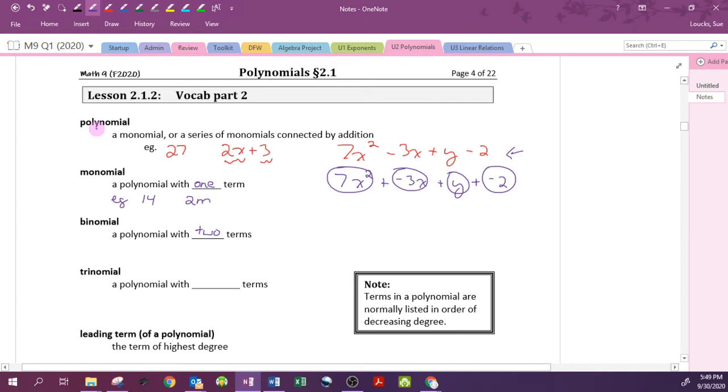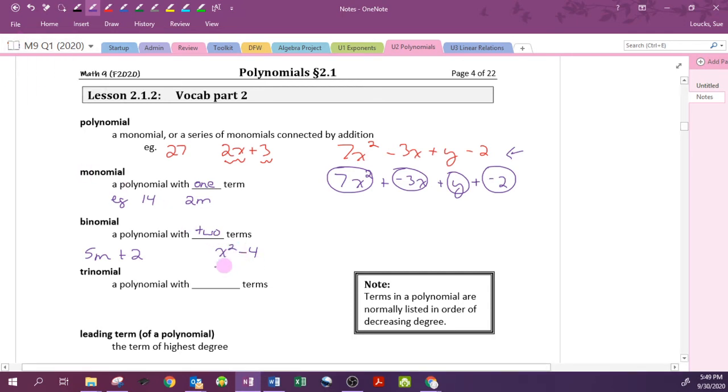Bicycle, I can think of all kinds of, bifurcate is the word that came to mind, but that's like a biology thing where something splits in two. So the word bi means two. So examples of binomials, 5m plus 2 or x squared minus 4. Those have two terms each.